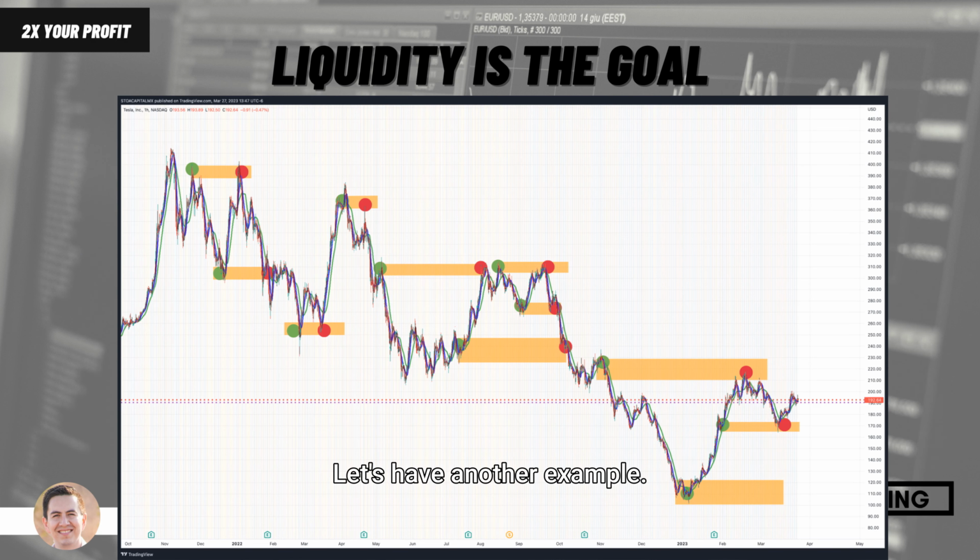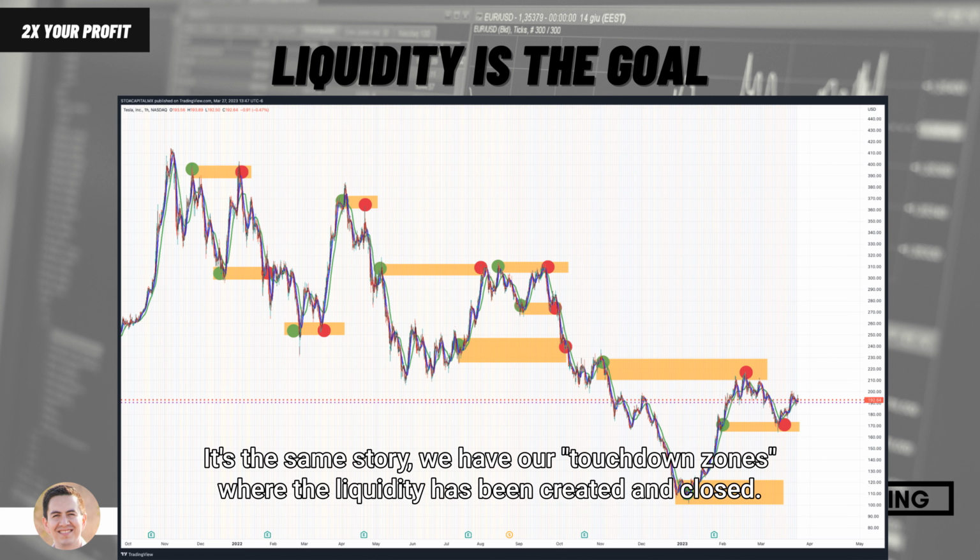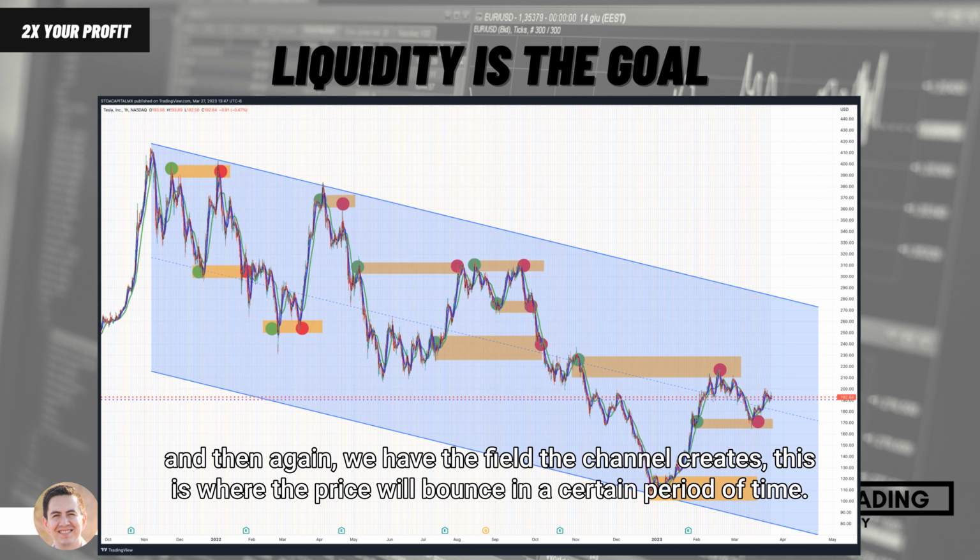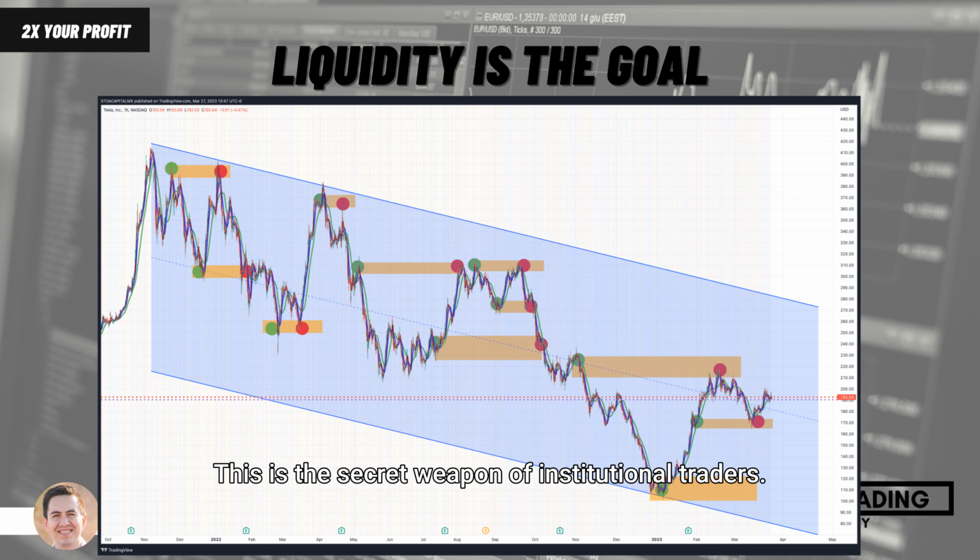Let's have another example. In this case, we have Tesla. It's the same story. We have our touchdown zones where the liquidity has been created and closed. And then again, we have the field the channel creates. This is where the price will bounce in a certain period of time. This is the secret weapon of institutional traders.